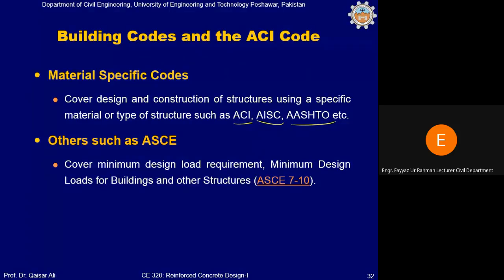And there are some other codes such as ASCE, American Society of Civil Engineers. It covers the minimum design load requirement, minimum loads for building and other structure, especially live loads. So ASCE 7-10, it contains the minimum live loads for different occupancy of buildings. Clear?